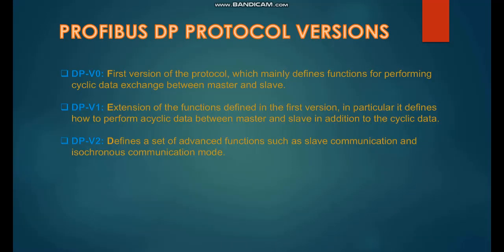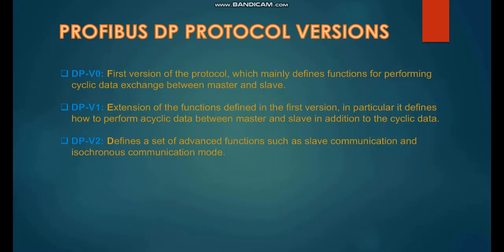Profibus DP protocol versions. The Profibus DP protocol defines a series of functions for data communication between master and slave. The set of functions can be divided into different functional levels in the following versions. DPV0, first version of the protocol, which mainly defines functions for performing cyclic data exchange between master and slave. DPV1, extension of the functions defined in the first version, in particular defines how to perform the exchange of acyclic data between master and slave in addition to the cyclic data.